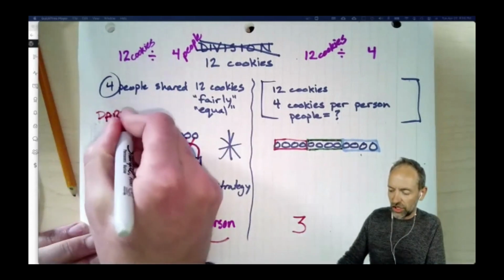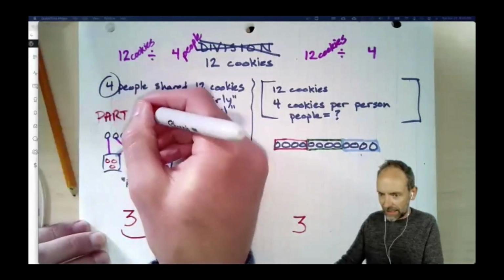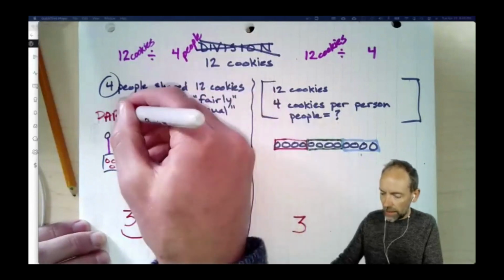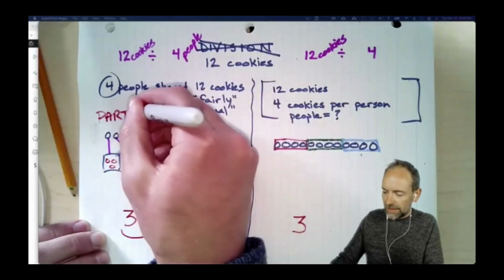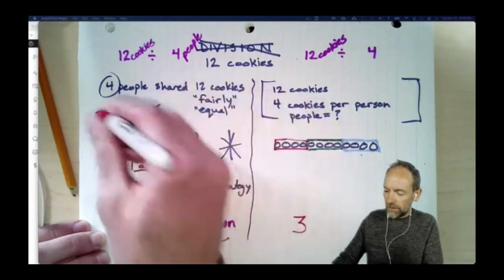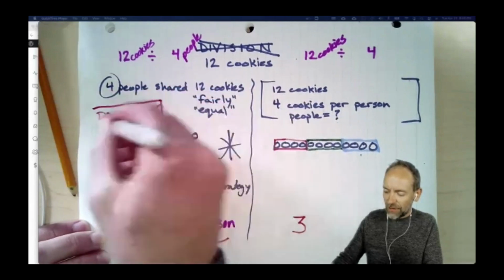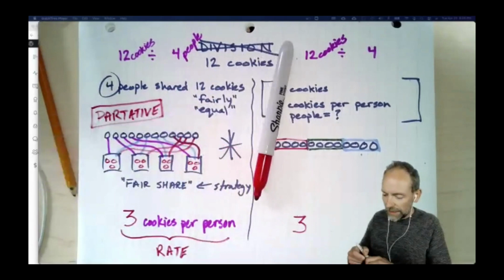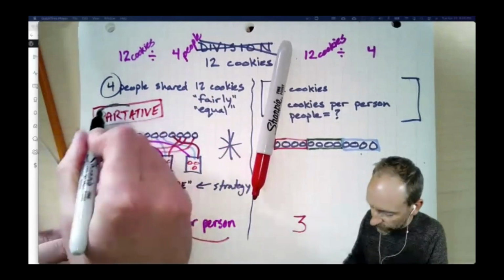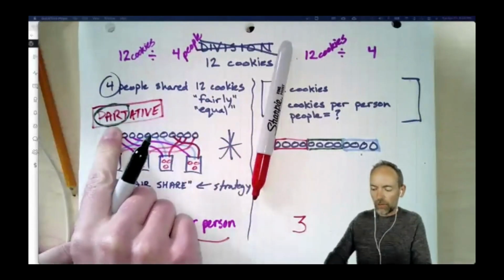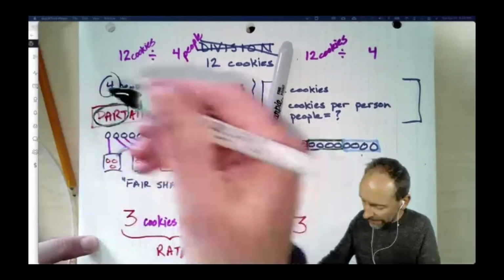And I saw it in the chat. I think it was Sean S. that may have said partitive in there. Partitive. And that sounds complicated, but the part that I really want you to focus on is the fact that we took these 12 and we've actually partitioned it.